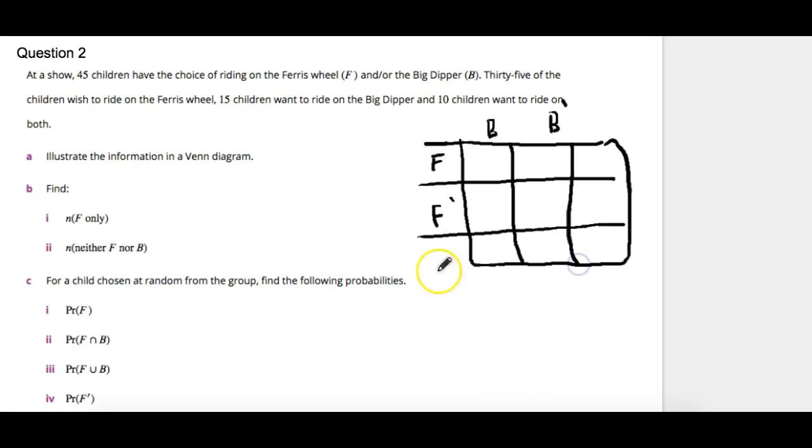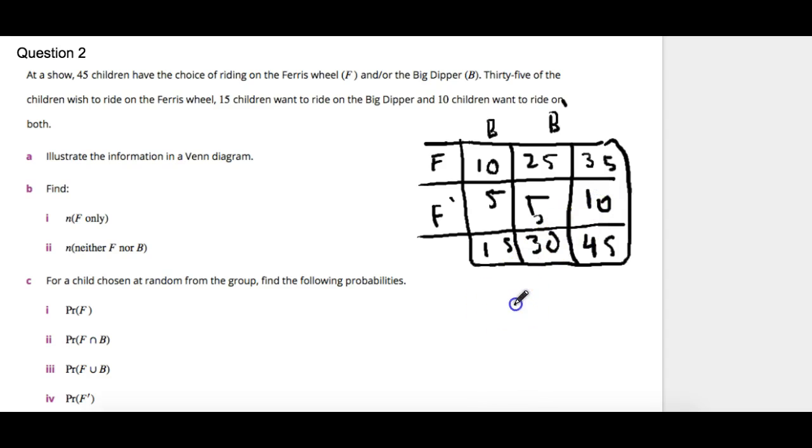There we go. Okay, so we have 45 children, so the total goes here. 35 of the children wish to ride on the Ferris wheel. Okay, so 35 on the Ferris wheel. 15 children want to ride the Big Dipper, and 10 children want to ride on both. Okay, so now we can finish this off. That's the worst 5 I've ever seen.